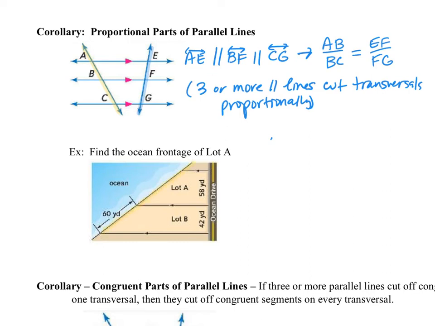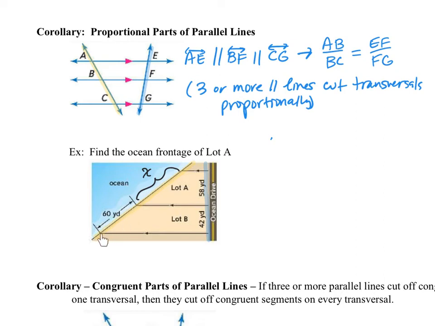So here's one transversal I'm going to highlight yellow, and another transversal that I'm going to highlight blue. What this proportional parts of parallel lines corollary tells us is that these parallel lines are cutting these transversals proportionally. So let's indicate what we're trying to find here. We're trying to find the ocean frontage for lot A. So let's call that X. Since these transversals are being cut proportionally, we can write a proportion.